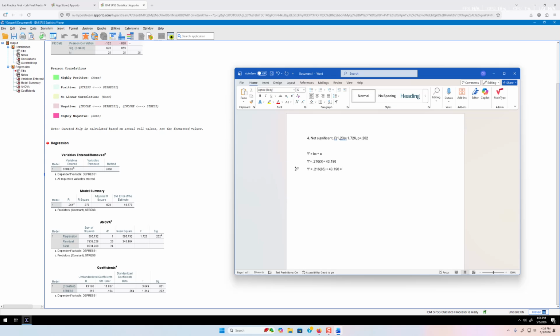0.216 times 85 plus 43.196 is 61 point, rounded to 2 decimal places, 61.56. And that's your predicted value of depression for a stress score of 85. And then you're done with number 4.